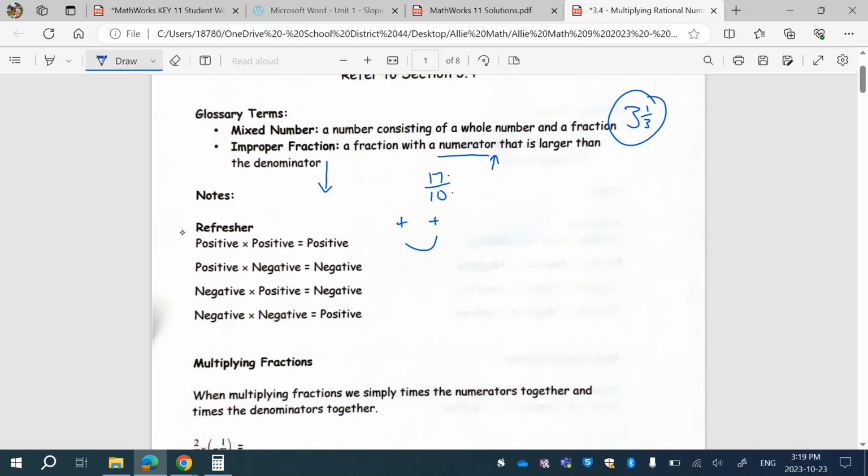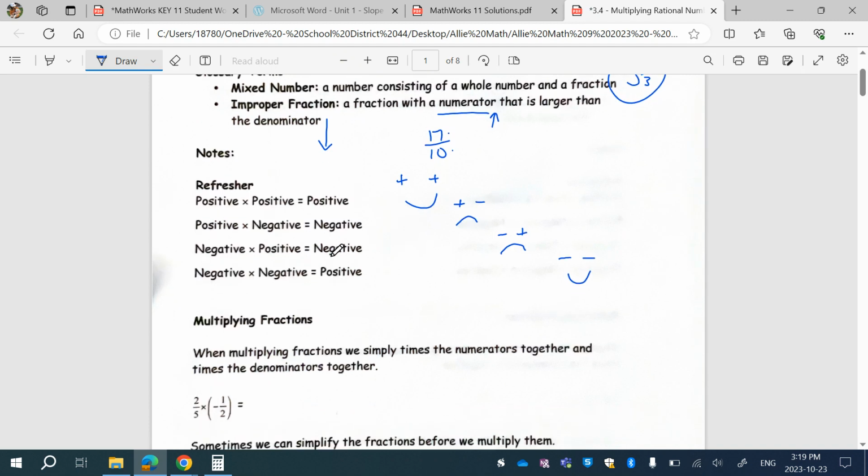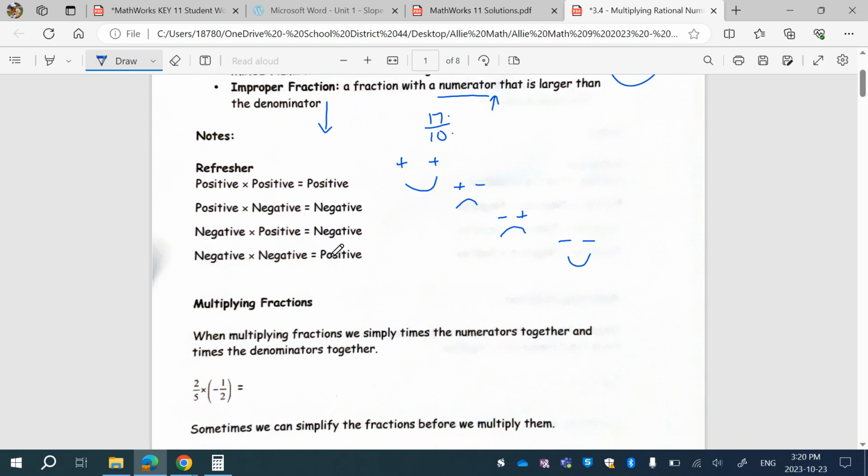If you have a positive and a negative, that's a negative. I need some more room here for my faces. How about right here? So if you have a positive and a negative, that's a negative. If you have a negative and a positive, that's a negative. But if you have a negative and a negative, that's a positive. Okay, that's one way to remember it. The smiley faces, I like them, so they work for me.